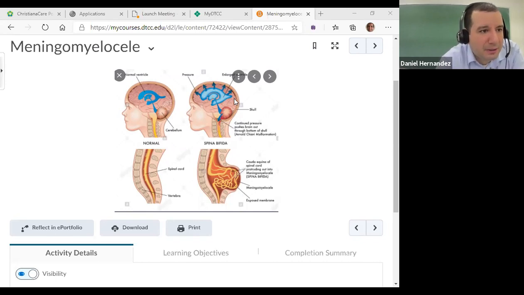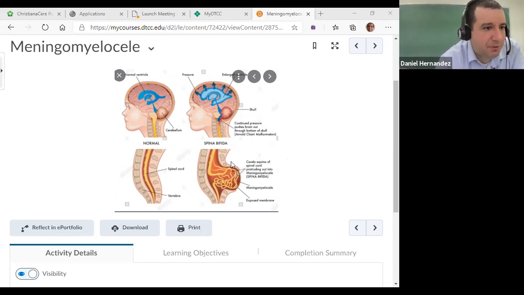Continued pressure pushes the brain out through the bottom of the skull. So you have a caudal progression of the cerebellum as well as the spinal cord. This is your Arnold Chiari malformation, which then pushes the spinal cord down and can lead to the development of the myelomeningocele, with the cauda equina of the spinal cord protruding out into the myelomeningocele.